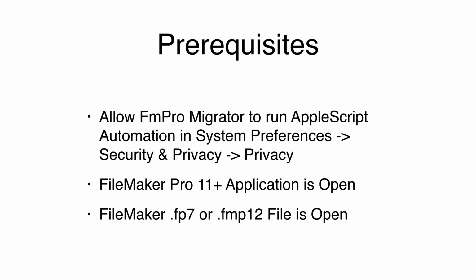This procedure assumes that you have already enabled FmPro Migrator to run AppleScript automation in the Privacy tab of the Security and Privacy Preferences panel. Your FileMaker FP7 or FmP12 database should already be open in FileMaker Pro.